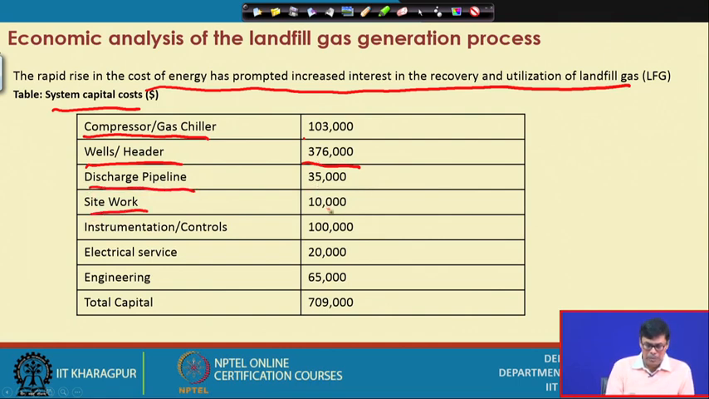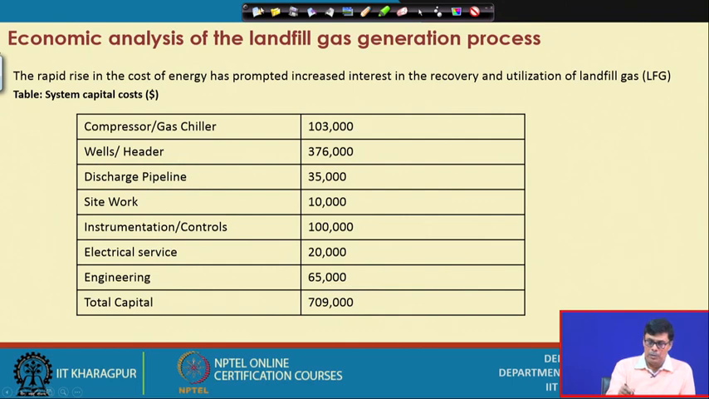Then site works is $10,000. Instrumentation and control $100,000 US dollar. Electrical service is $20,000 US dollar. Engineering is $65,000. Total is coming $709,000 US dollar. This is the capital cost how they have calculated.